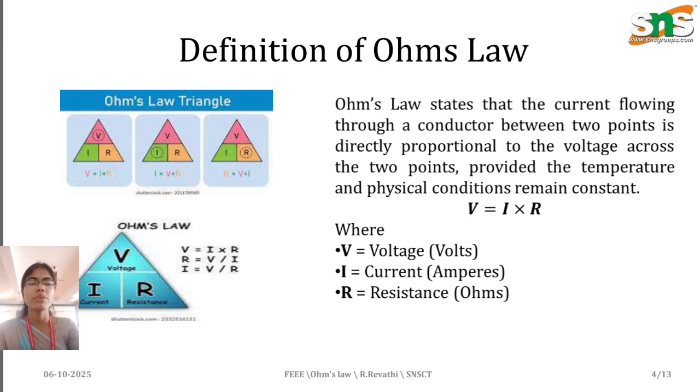We know that V is equal to IR. If the quantities given are voltage and current, then we have to find R, which is equal to V by I. In case I is to be found, and V and R are provided, the formula is I equal to V by R. So this is the basic law of Ohm's law triangle rule.